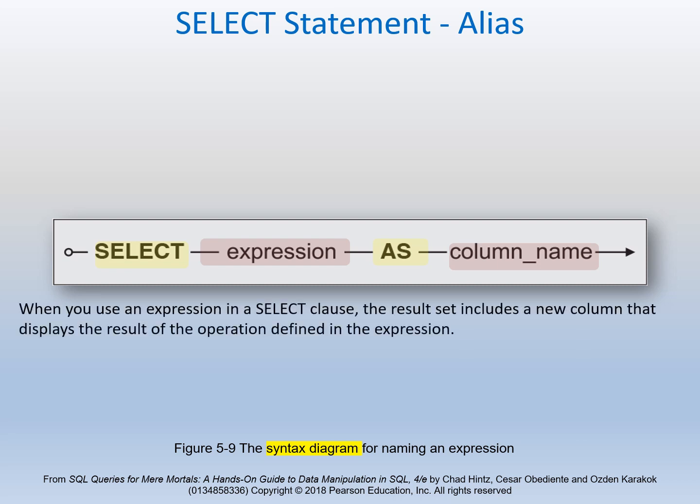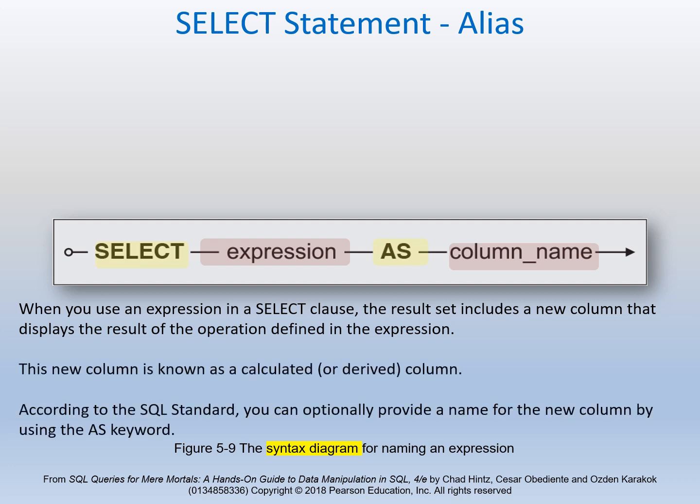When you use an expression in a select statement, the result is considered a new column. Since it is considered a new column, according to the SQL standard, you can add a name to the new column by using the keyword as.